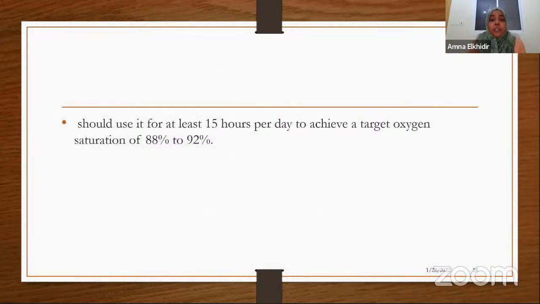The oxygen should be used for at least 15 hours per day to achieve a target oxygen saturation between 88 to 92.